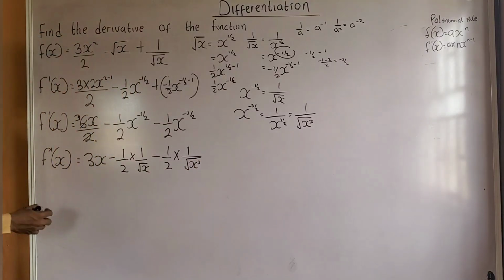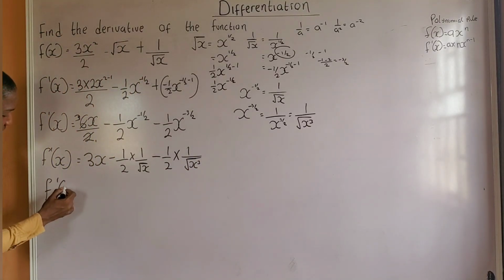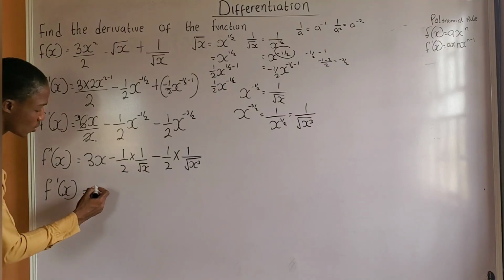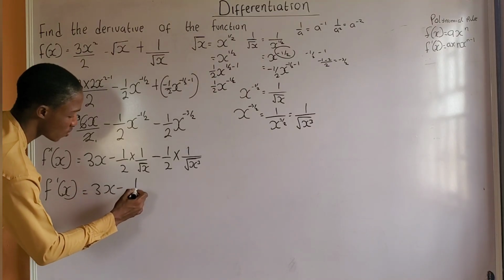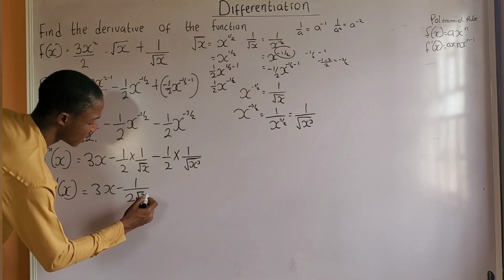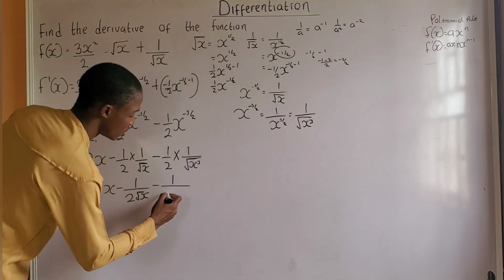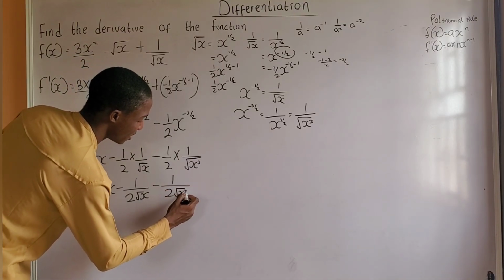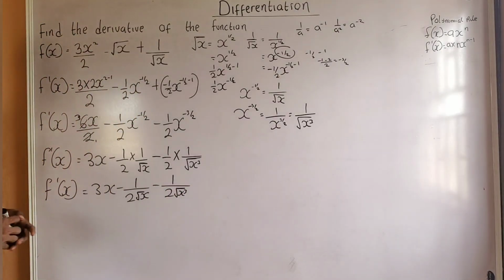Okay, so the derivative of f of x is equal to 3x minus 1 over 2 root x minus 1 over 2 root x to the power of 3. Okay, so that is the derivative of f of x.